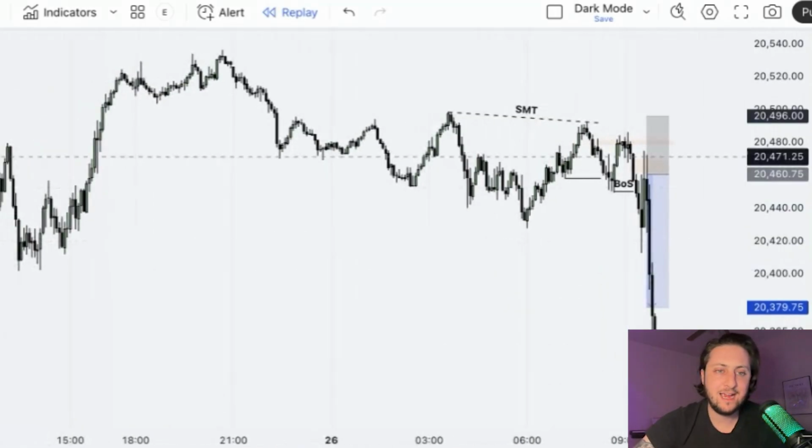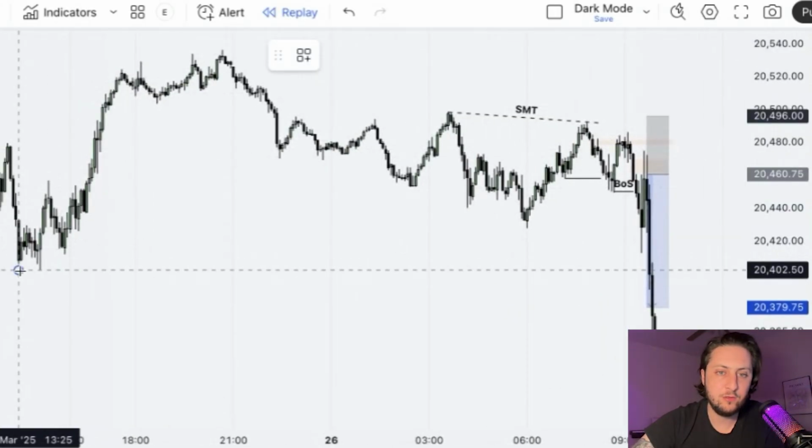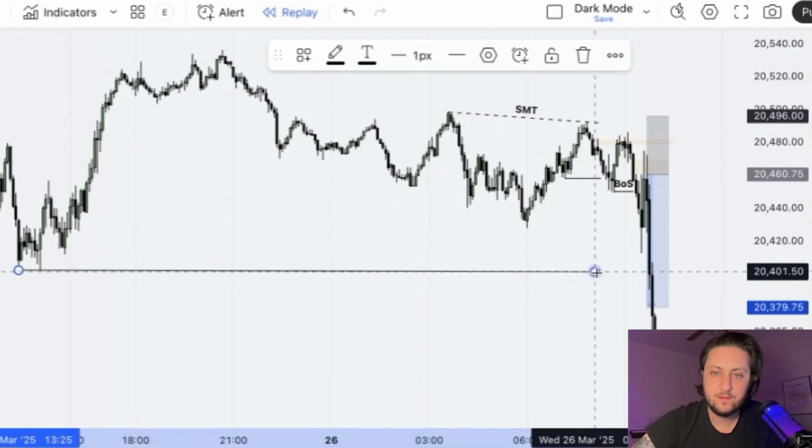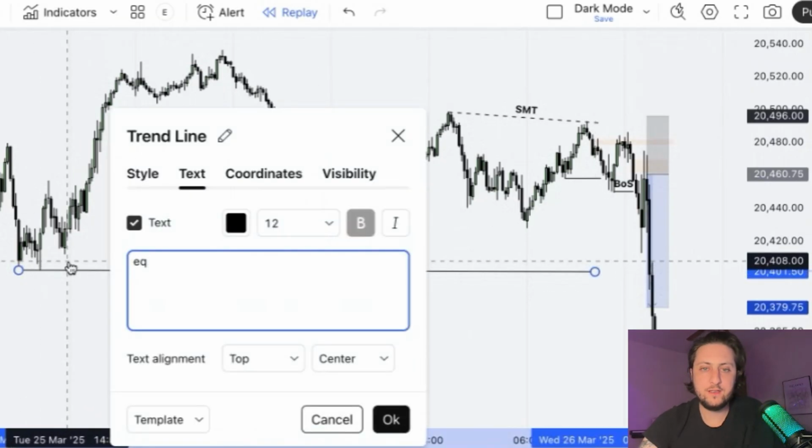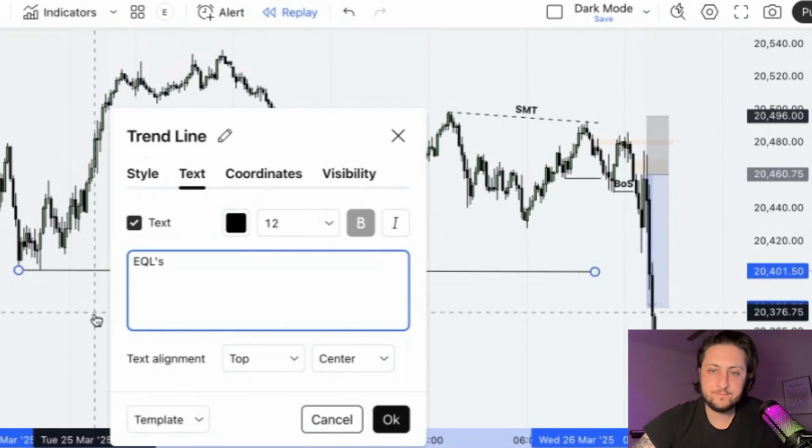Very simply, we have these stacked lows right here. So we have these equal lows on the 5-minute time frame, perfect equal lows. That was the draw on liquidity for me.